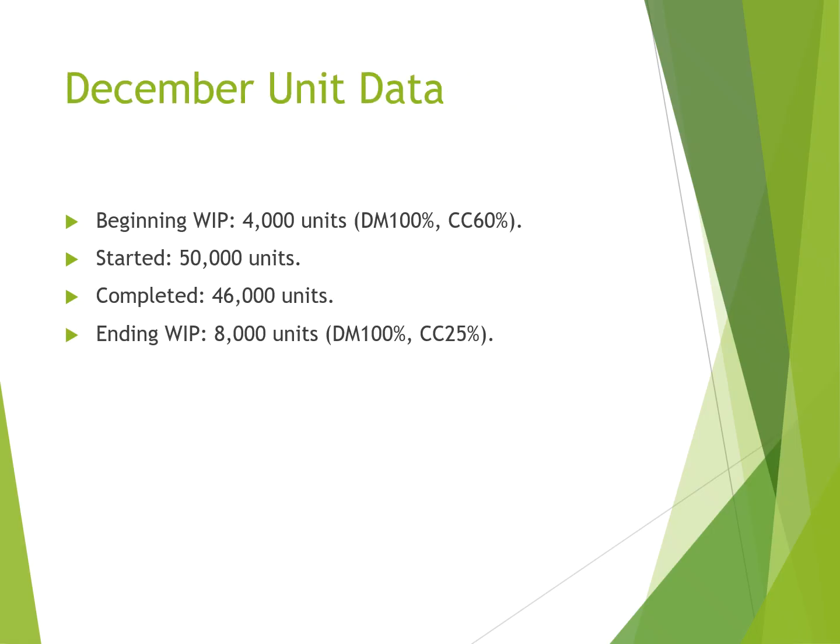Here are the units for December. At the start of the month, we already had 4,000 units in process. They were 100% complete for materials, because materials are added at the start, and 60% complete for conversion costs. During the month, we started 50,000 new units. We managed to complete 46,000 units. And by month's end, 8,000 units were still in process, with materials fully added and conversion 25% done. These percentages tell us how much work is left.